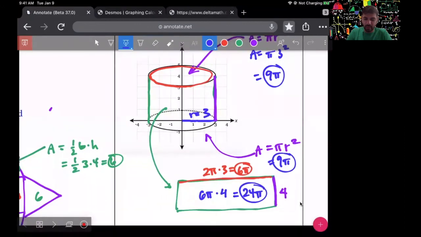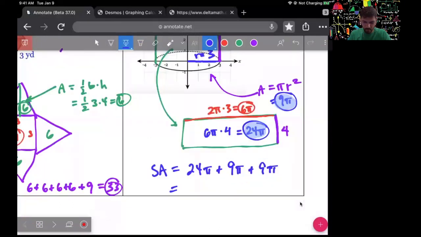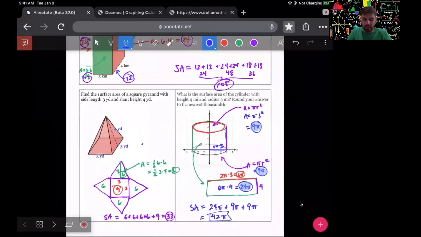And now if I add up all 3 of the faces of the cylinder, 24 pi, 9 pi, and another 9 pi, the surface area ends up being 24 pi plus 9 pi plus 9 pi. 24 plus 9 plus 9 is going to end up being 42 pi. There you go. Okay, so those are the examples for today.